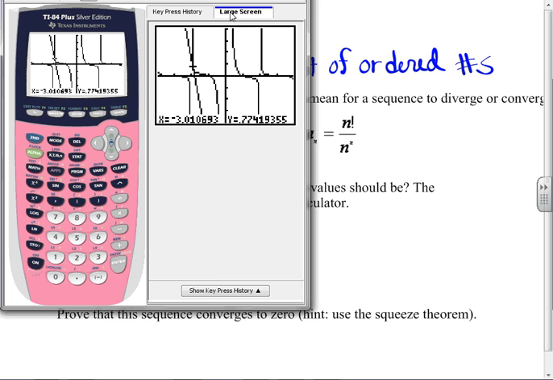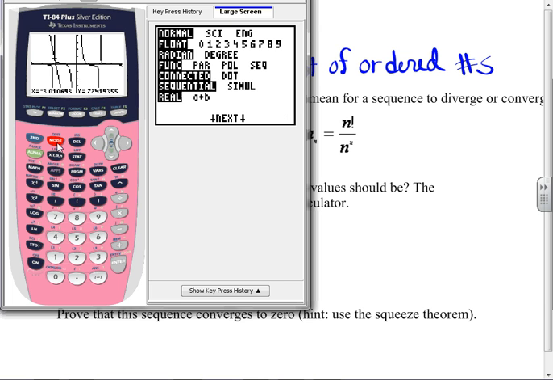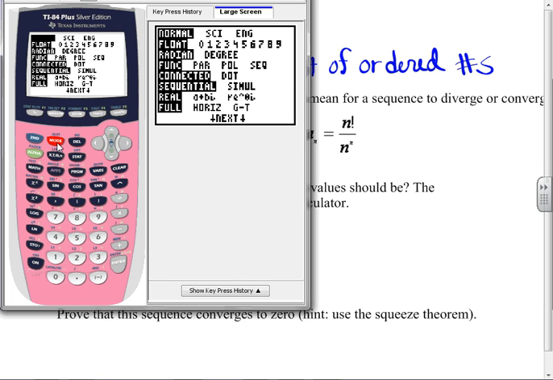Large screen. Okay, let's change our mode, and we're going to go to sequential. Not sequential, I'm sorry. Parametric, polar, sequence. So they're going to look like little n's, in sequence mode. I just leave it always in radian, well, for physics, but we're going to use n factorial and n to the n.